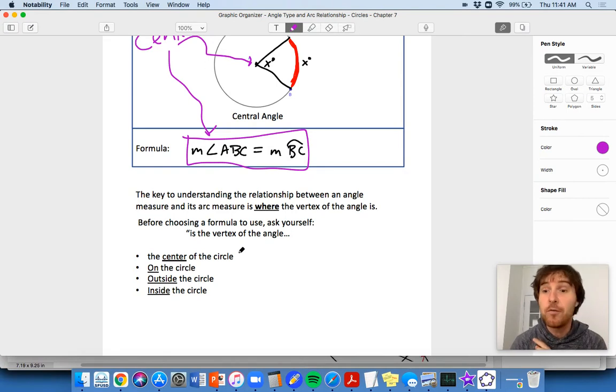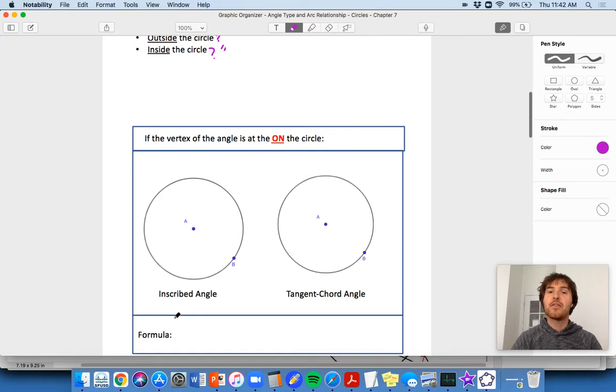Before choosing a formula to use, and we will come up with the formulas for all four situations here, ask yourself this question: is the vertex of the angle at the center of the circle? Is it on the circle? Is it outside of the circle? There are three different types of angles that came up in the last lesson where the vertex was outside the circle, but they all followed the same formula. The unifying thing with those three angle types is that the vertex is outside the circle. And then finally, is the vertex inside the circle? Those are the only four things you should ask yourself, and then, hey, I think you can solve problems.